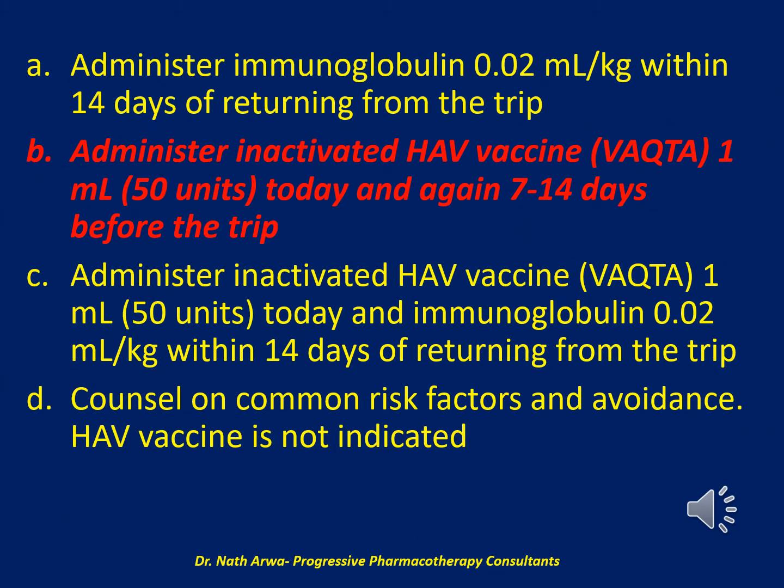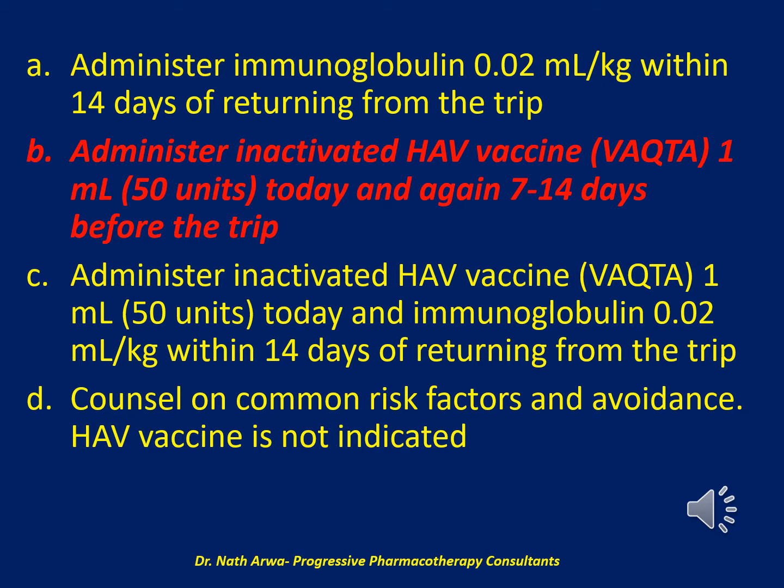And the correct answer is B. Administer inactivated HAV vaccine VAQTA 1 ml, that is 50 units, today and again 7 to 14 days before the trip. Administering the HAV vaccine now and again in 6 months is correct. This is the CDC's recommended dosing for travel to areas of high endemicity. The first dose should be administered as soon as possible after travel is expected and should be administered at least 2 to 4 weeks before departure.